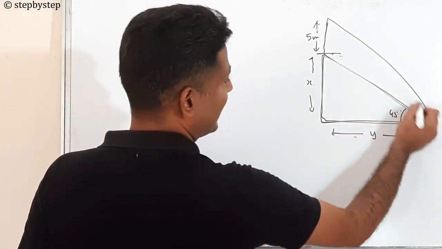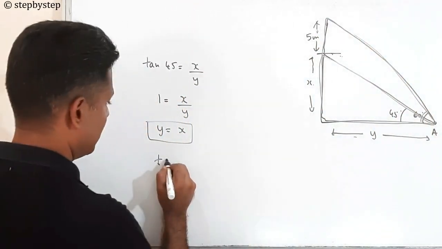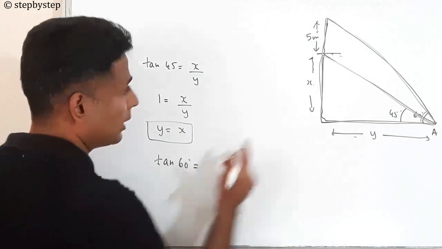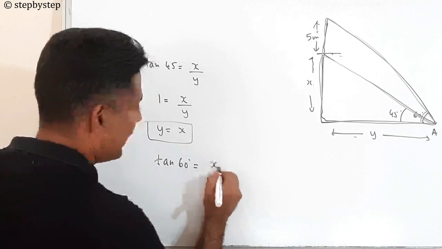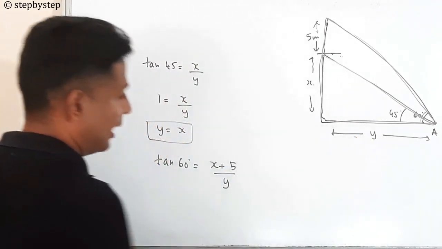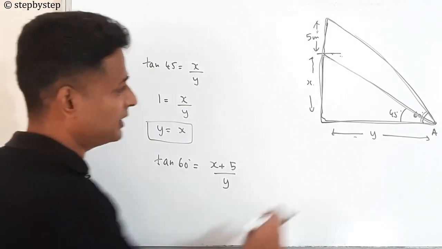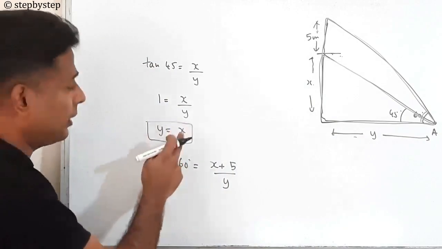Now seeing the second triangle, the whole thing, tan 60 degrees equals opposite by adjacent. But what is opposite? This whole thing. So we get x plus 5 by y. Now they have asked us to find the height of the tower, which means we do not need to find y, we need to find x. So we will put y in terms of x.